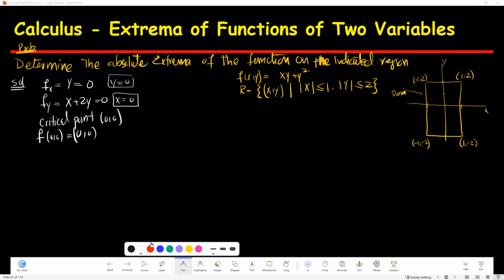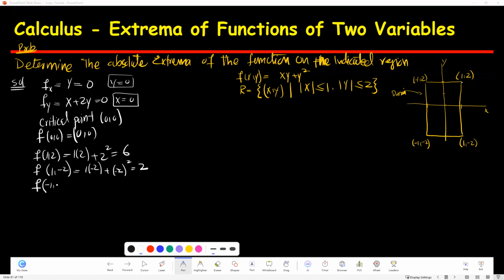Okay, let's jump in and do it real quick. I'm going to check my function at f(1, 2). I substitute the value: 1 times 2, plus 2 squared, and the answer is 6. So the function value is 6 at 1, 2, which is right here. Then I'm going to check the other value, 1, minus 2, which is the other side. It's going to be 1 times minus 2, plus minus 2 squared, and the answer would be 6 minus 4, which is 2.